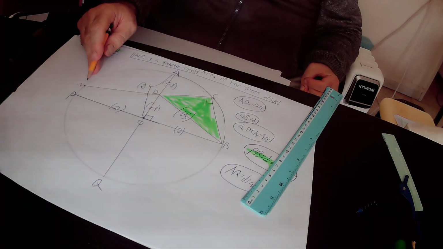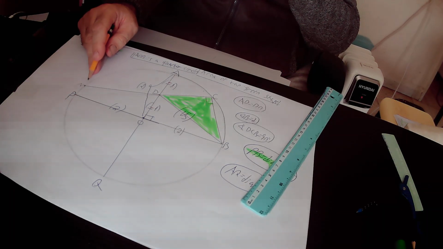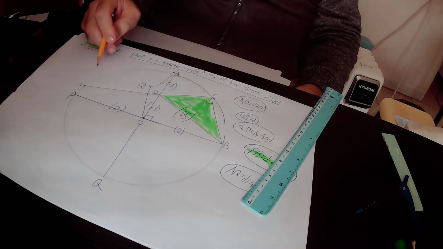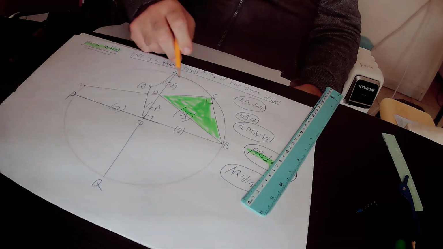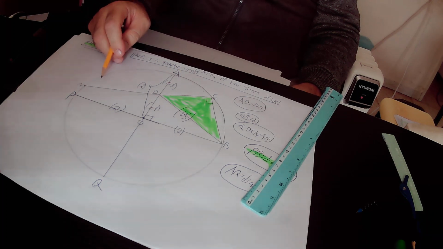Due to the contradiction to rule 5, we cancel the possibility that the extended side CD will touch the circle at point N. So the extended side CD cannot touch the circle at point N due to the contradiction to rule 5.